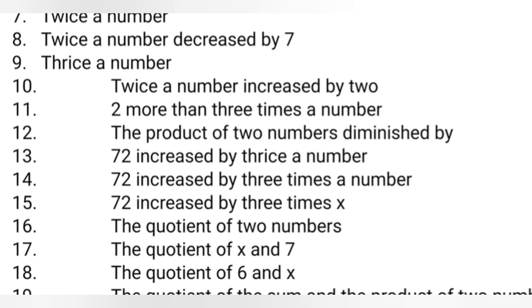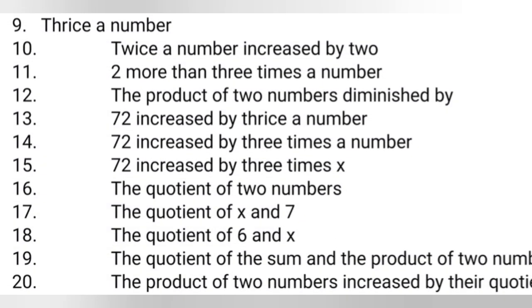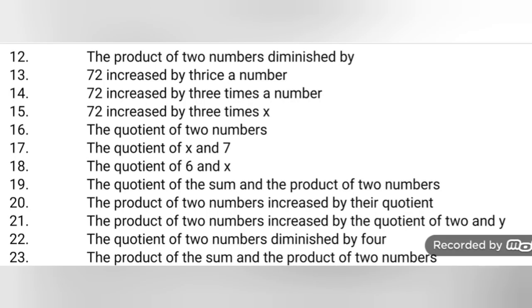Same pa din, 15, that's 72 increased by 3 times x. So that's 3x plus 72. Iba kasi yung difference ng usage ng keywords, okay? Kaya ganyan. The quotient of two numbers, so that's x over y. The quotient of x and 7, number 17, is x divided by 7. Quotient of 6 and x, that is 6 divided by x.